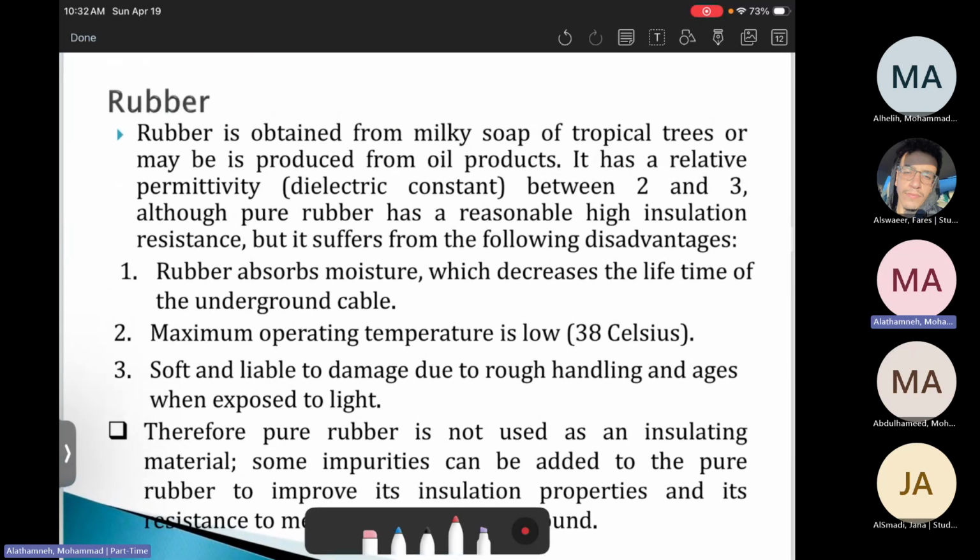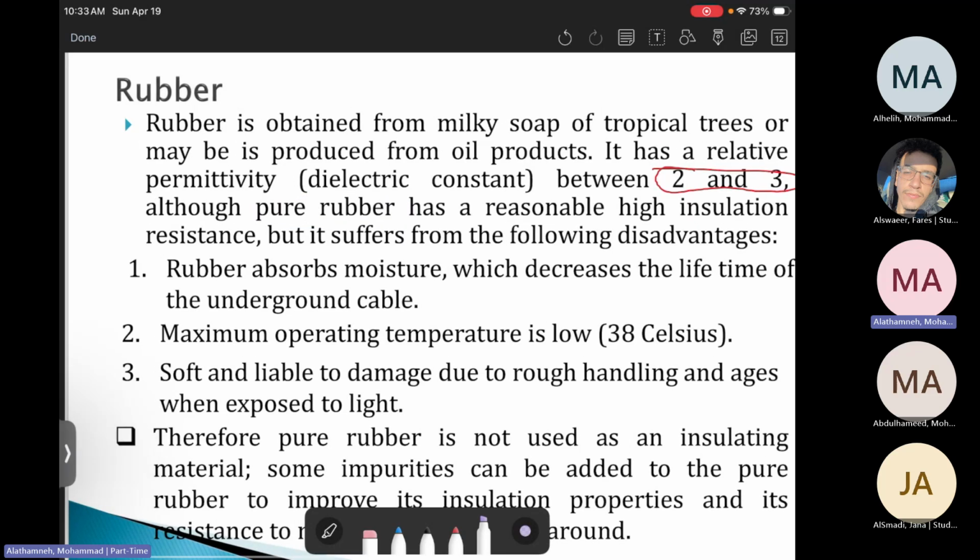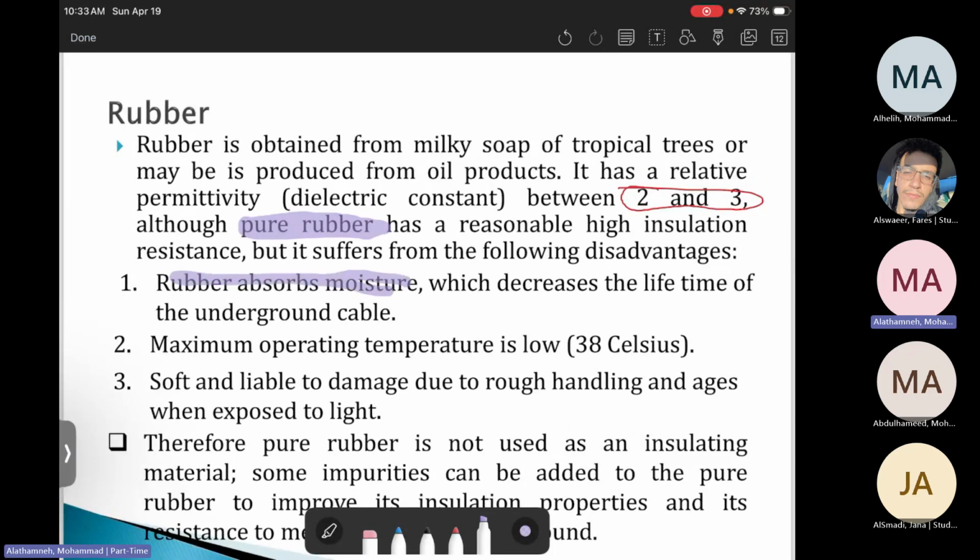The other thing is rubber, which is obtained, as we know, from the trees, and has a relative permittivity, or dielectric constant, between 2 and 3. Although pure rubber has a reasonably high insulation resistance, it suffers from the following disadvantages that prevent us from using pure rubber. The rubber absorbs moisture, which will decrease the lifetime of the underground cable.